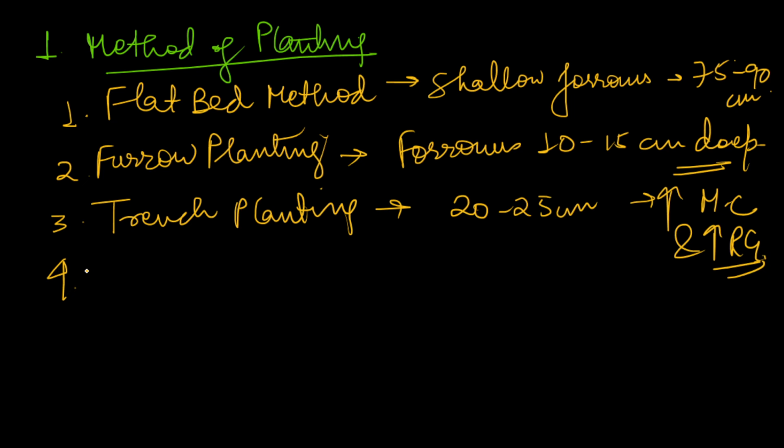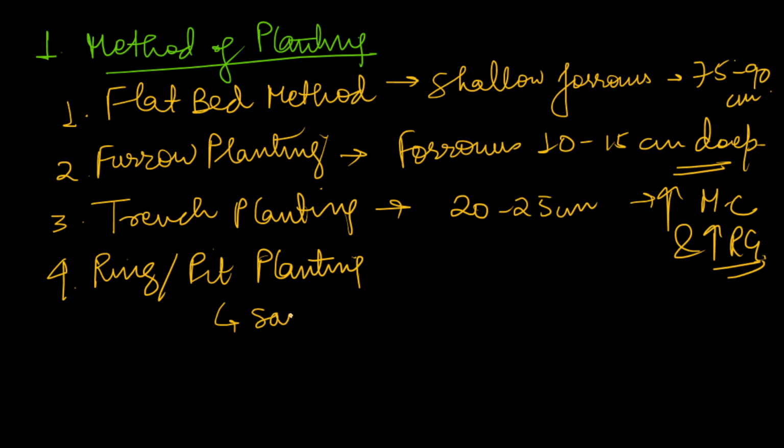The next method of planting is ring or pit planting. It is adopted in some areas to save space and enhance yielding. It is done to save space. And in areas where limited irrigation is available, we generally prefer ring or pit planting.